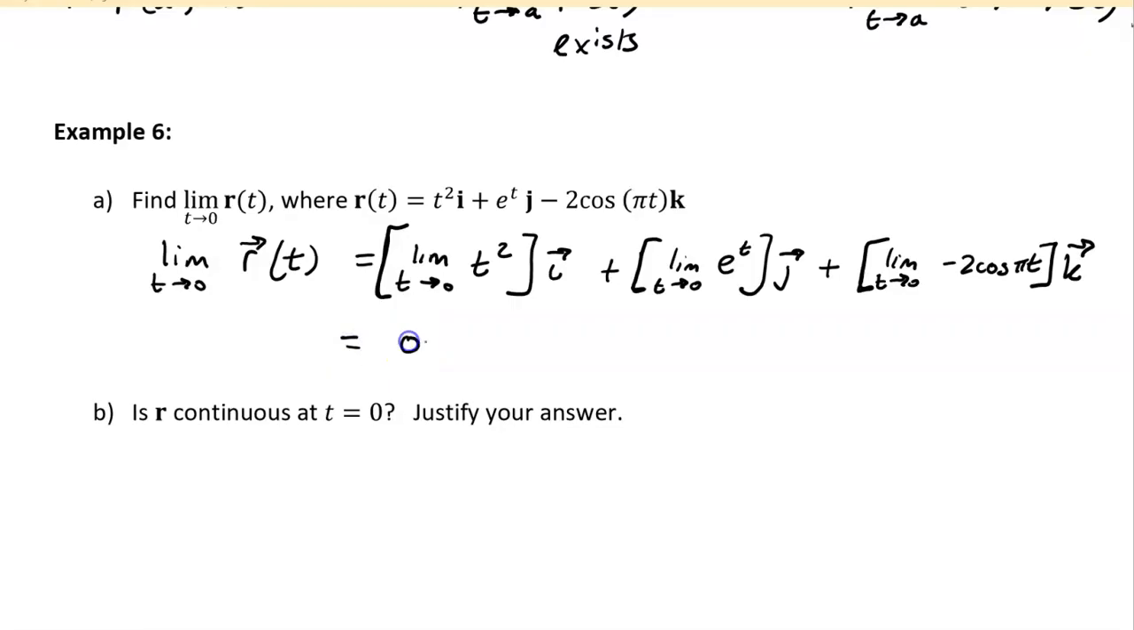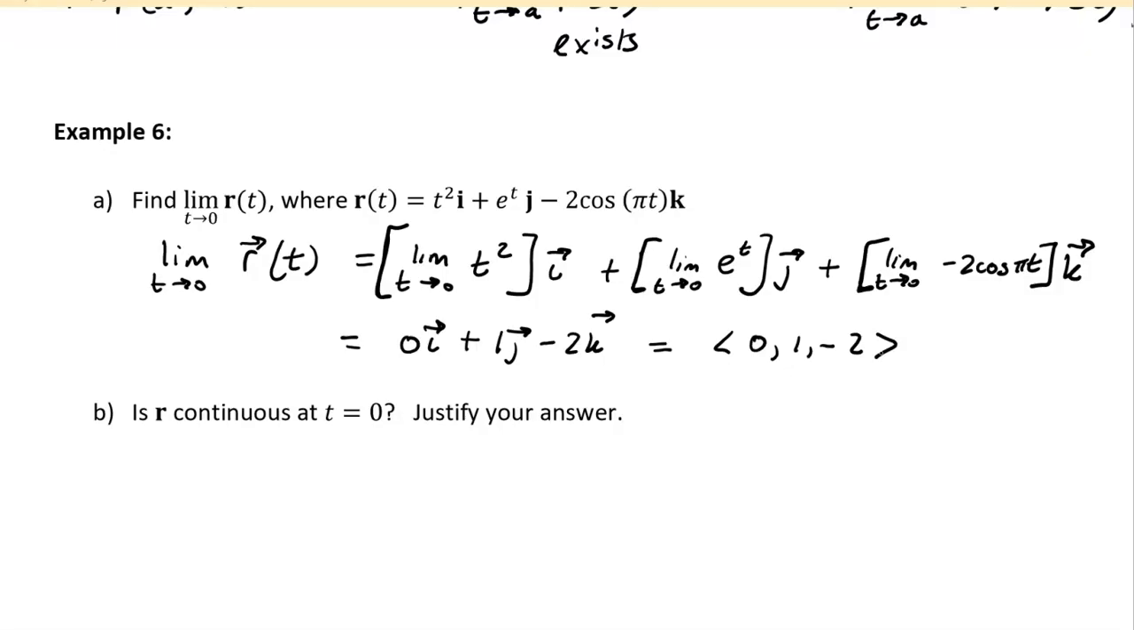So that becomes 0i plus e to the 0 is 1j. Cosine of 0 is 1, multiplied by negative 2 is negative 2k. So our limit can be represented as the vector 0, 1, negative 2. Or you could leave it with the i, j, and k if you'd like. Those are the same thing. So that is the limit.